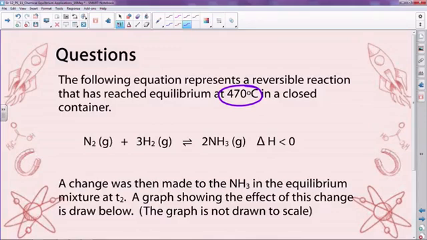Now, this is nitrogen and hydrogen goes to ammonia. In fact, this is the Haber process. Okay, that's why I chose it. Now, a change was then made to the ammonia in the equilibrium mixture at T2.